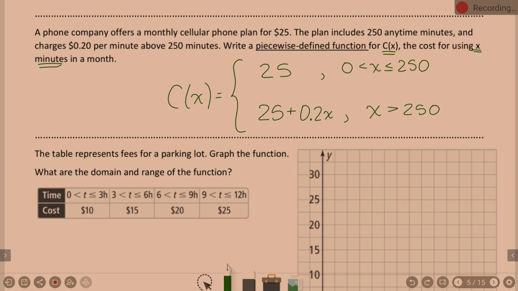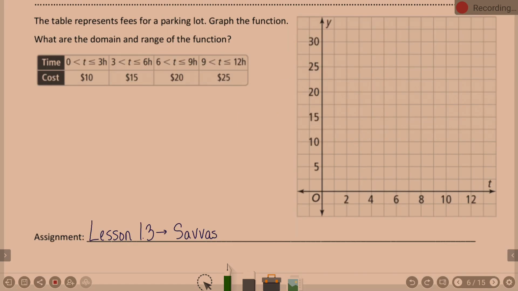Okay, one other piece. And I know you're saying, oh, another graph, but I kind of think this is the easy graph once you understand it. Okay, compared to the others, this one's less work. This table represents the fees for a parking lot, or in my brain, I think parking garage, but graph the function. What are the domain and range of the function?